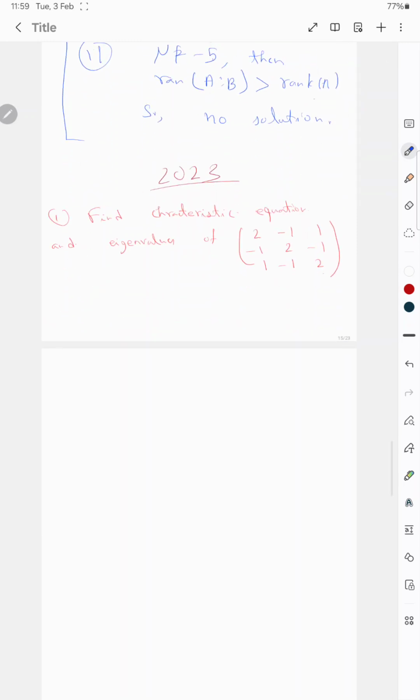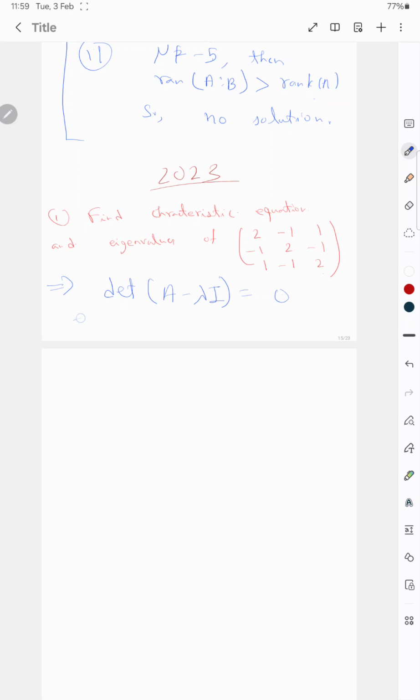Okay, so find a characteristic equation and eigenvalue of the system. So you know what you have to do, right? So I just guide you. You just make sure that you are getting the same answer. You find the determinant of that, and I am writing its characteristic polynomial.